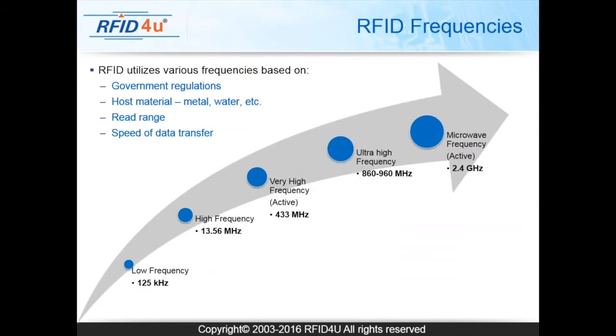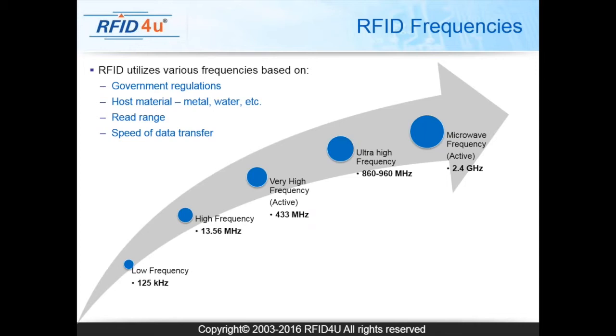Why do we have different frequencies? RFID uses the frequencies based on government regulations. Governments will specify what frequencies can be used in what countries, what power levels can be used, all of which we'll talk about in the standards and regulations section. But also the host material. Different frequencies react differently around metal and water, which can be problematic for some frequencies.